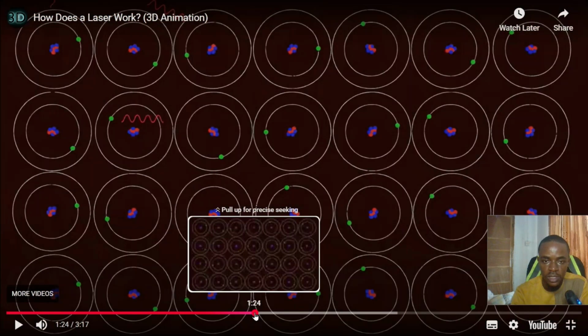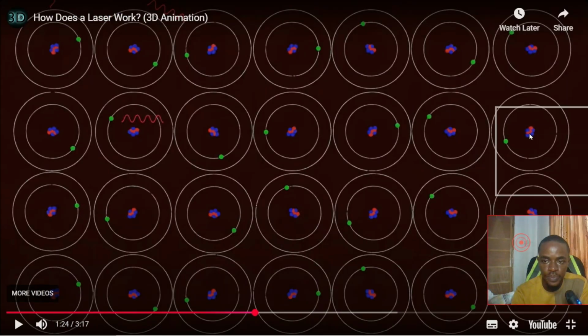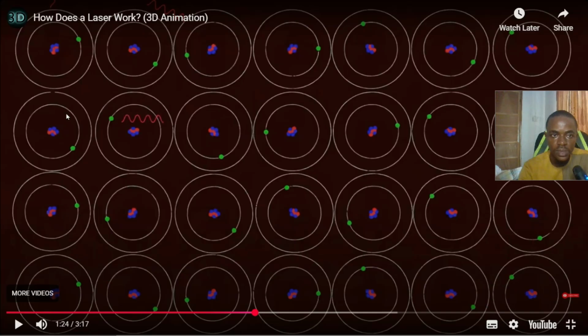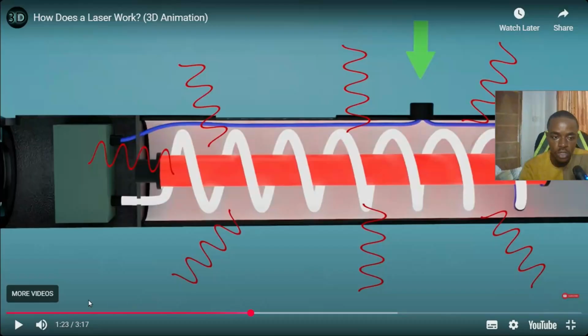So here is another practical example. Here is what we have, the laser medium. Once the energy pumps into the particles, these particles move towards a higher state. Once these particles come back to the basic state, a photon is released. Let me just show you that.